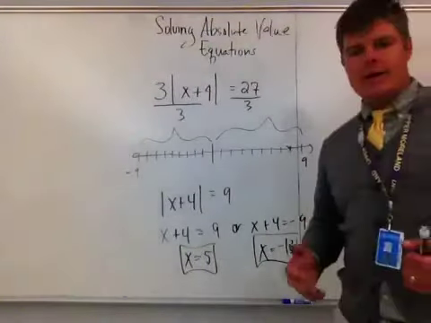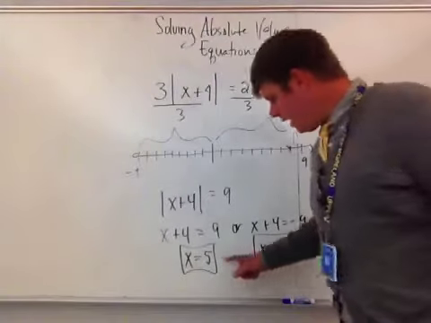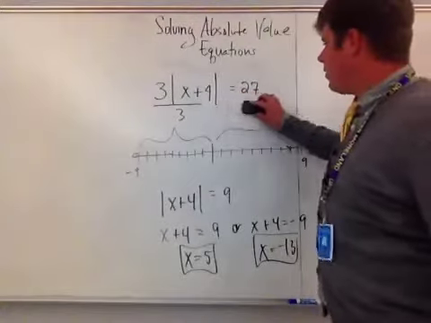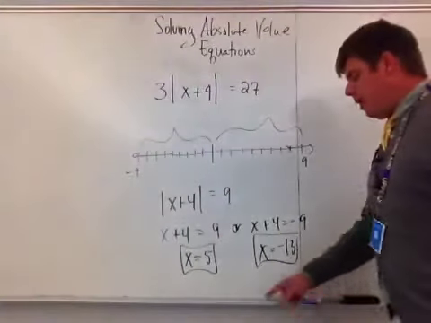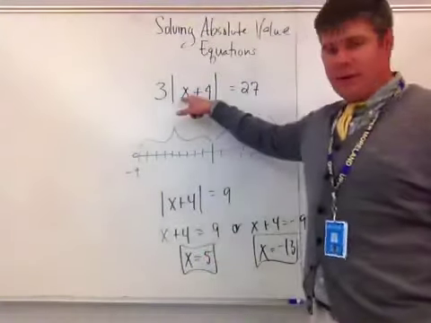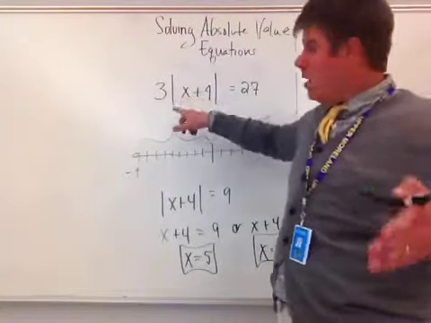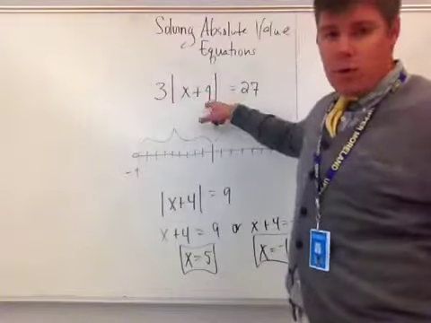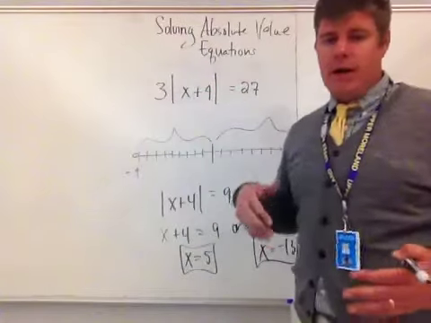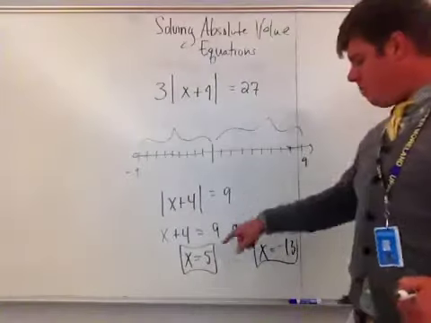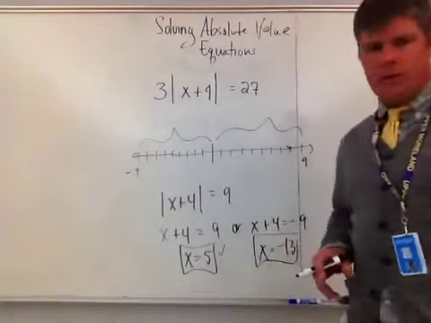So now I go back and check again. I take this all the way back into the original problem, and let me get rid of these divide by 3's. If I stick 5 into this expression, it better simplify to 9. So 5 plus 4 equals 9. Absolute value of 9 is 9. 3 times 9 is 27. Done. Perfect. Check.